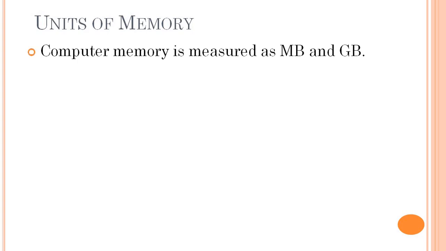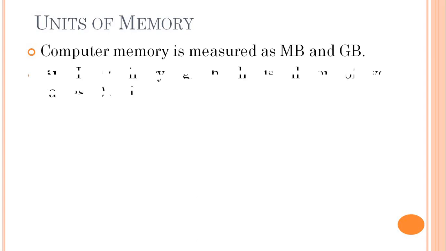Next part are different units of memory. Now, memory is going to be measured in some format, like we measure distance in kilometers, centimeters. In the same way, memory is also measured in some units. Generally, memory is measured as MB and GB. So whenever we are measuring the memory, we say 5 GB, 10 MB. So this is how generally memory is measured. Let us also have a look at different units.